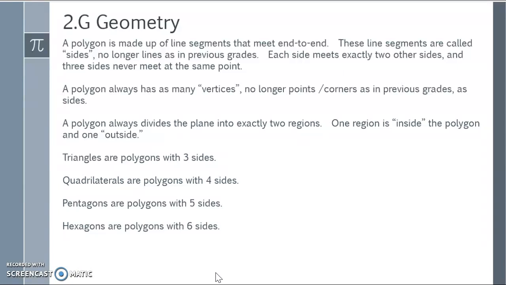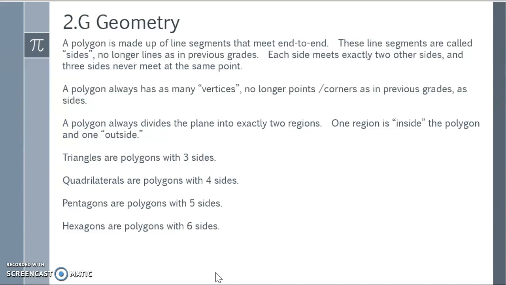No longer will we call them lines as in previous grades. Each side meets at exactly 2 other sides, and 3 sides never meet at the same point. A polygon always has as many vertices, no longer will these be points or corners, as in previous grades, as they do sides. A polygon always divides the plane into exactly 2 regions. One region is inside the polygon, and one is outside the polygon. So that must mean that it is a closed shape.